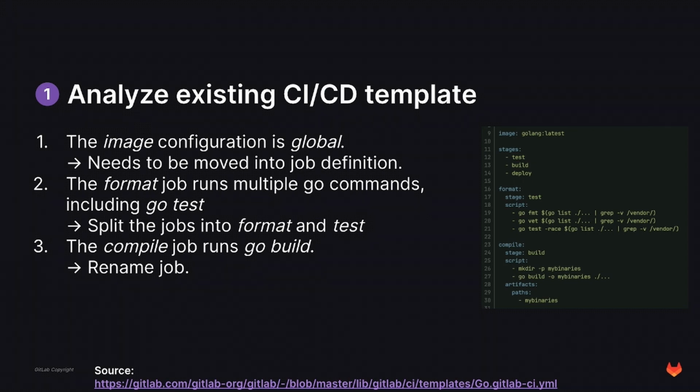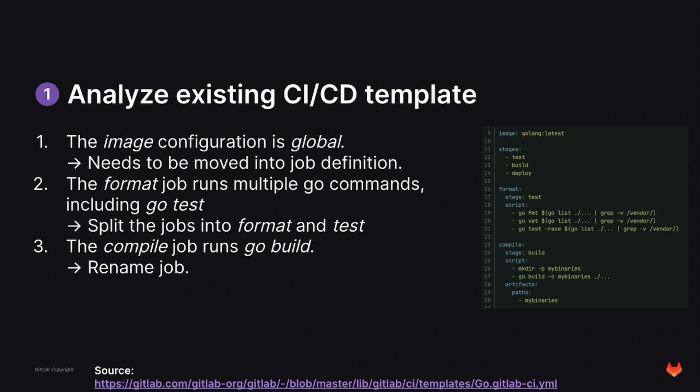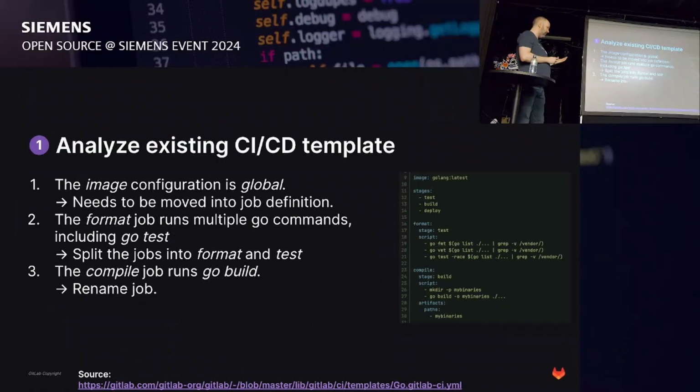Then we can see, I'm not sure if you can see that on the slide now, but the format job actually runs multiple Go commands. So it runs go fmt, go vet, and then go test. Test doesn't make much sense in the format job. So we probably want to split that and fix a long-standing problem. And from a naming perspective, it's also unclear. The compile job runs go build. Maybe it makes sense to call the job name just build and match that on what the Go command is actually doing. So we want to rename the job.